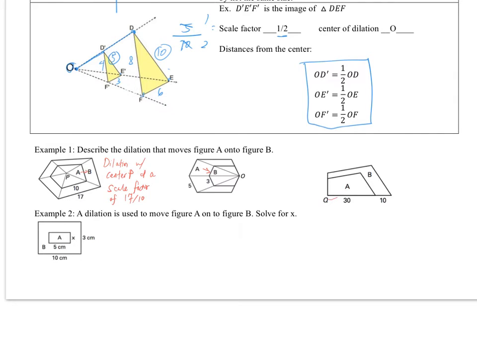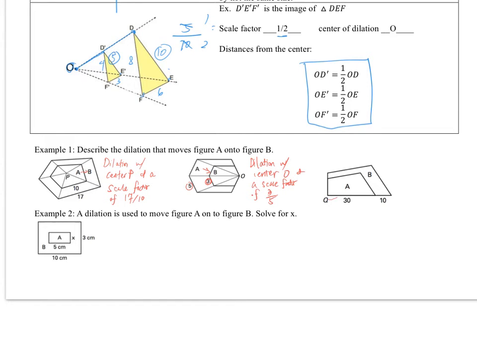And for this one will be figure A to B, so this will be a shrink. So we could write dilation with center O and a scale factor of, so again, final image to pre-image, 3 to 5.